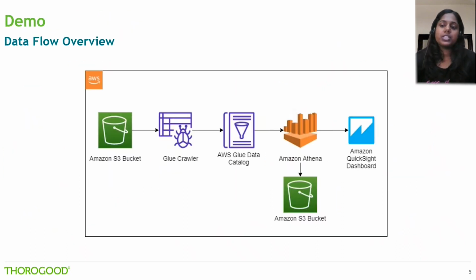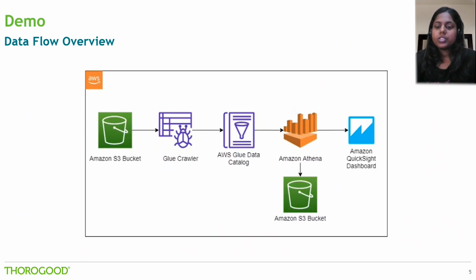Now, before jumping to the dashboard, let's take a quick look at the backend processing of data before we use it in QuickSight. In our demo, we use a real estate sales data set which is stored in an Amazon S3 bucket. It's a simple storage service which stores data as objects within buckets or containers.